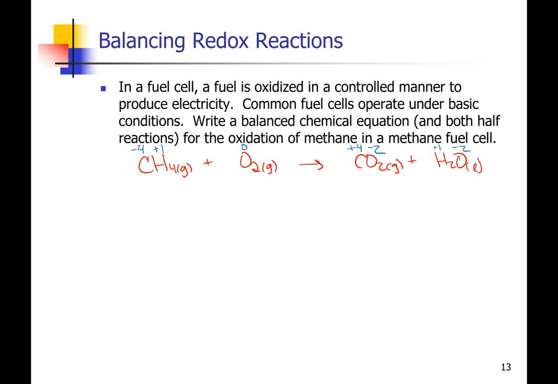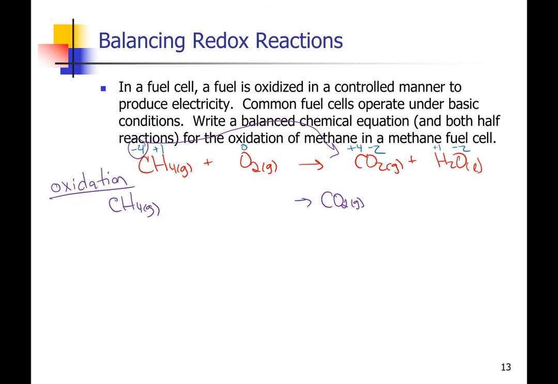So looking at this, we can see that the carbon atom in methane has lost a significant amount of electron density, having its oxidation state go from -4 all the way up to +4. So those will be the species involved in our oxidation half reaction, starting with methane and ending up with carbon dioxide.